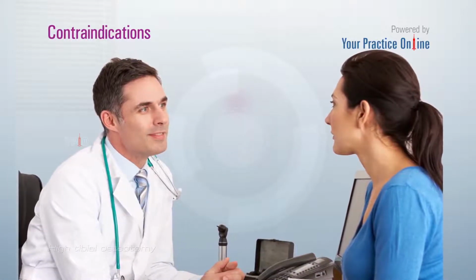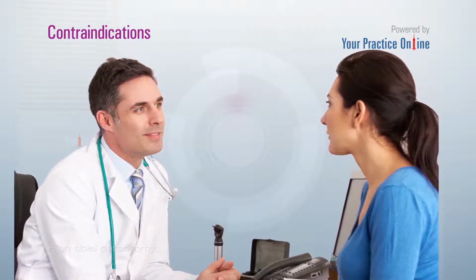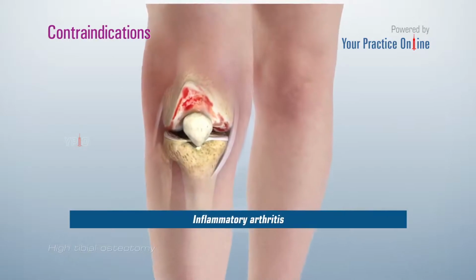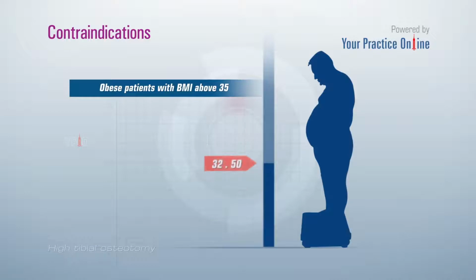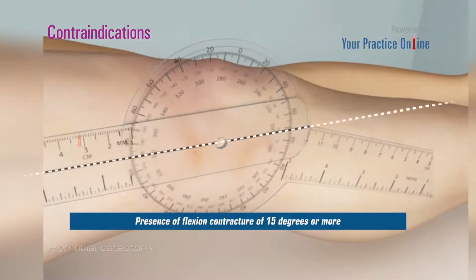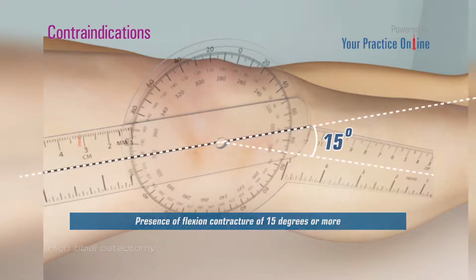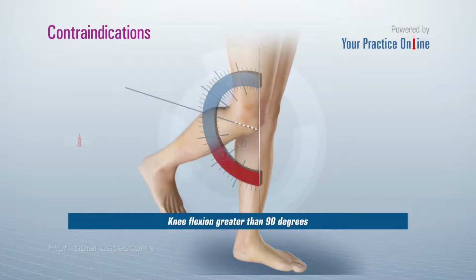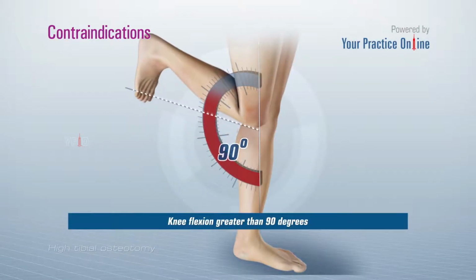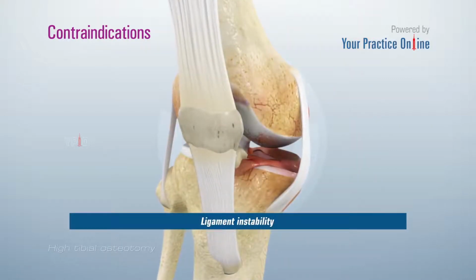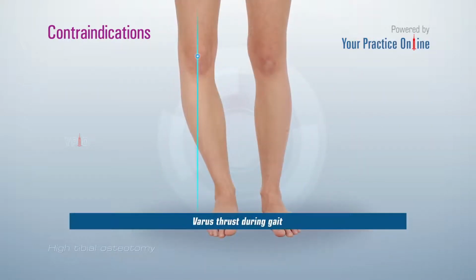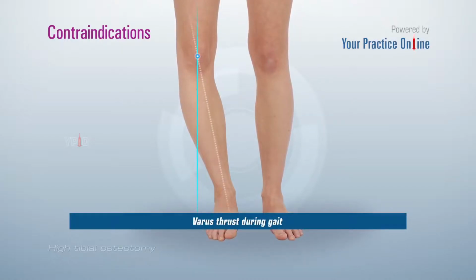Contraindications. The surgery is contraindicated in patients with inflammatory arthritis, obese patients with BMI above 35, presence of flexion contracture of 15 degrees or more, knee flexion greater than 90 degrees, patellofemoral arthritis, ligament instability, or varus thrust during gait.